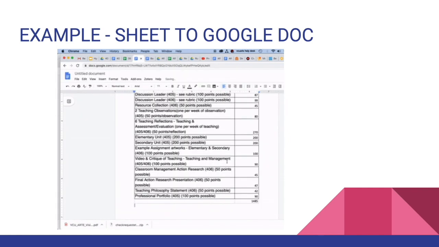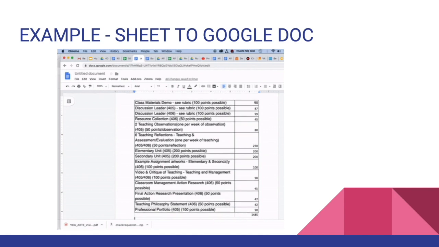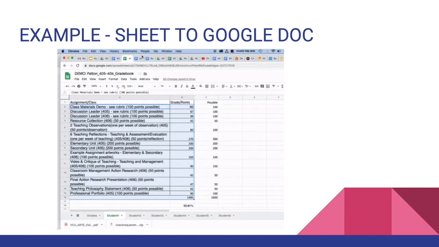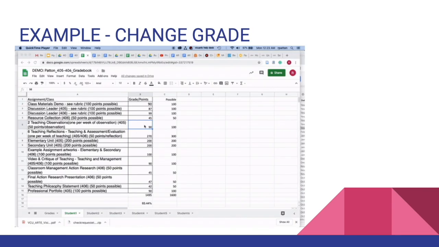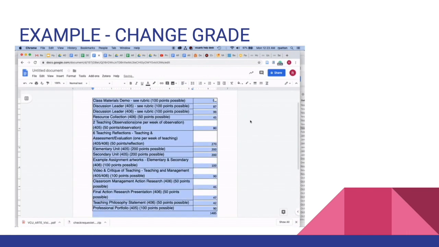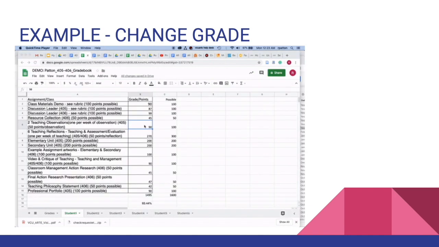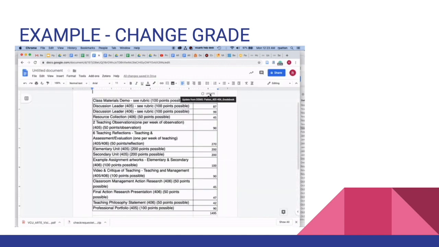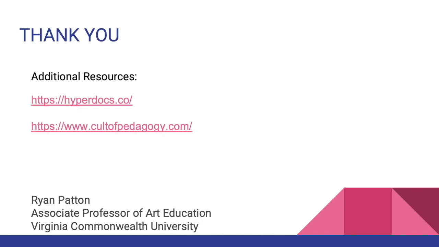In this format also, it's just really easy to make those changes and paste them into the spreadsheet. Oh, here's the change of grade form. So I changed a number in the spreadsheet, and then it automatically pastes it into the Google Doc. Again, really simple to have those resources for students in that way.